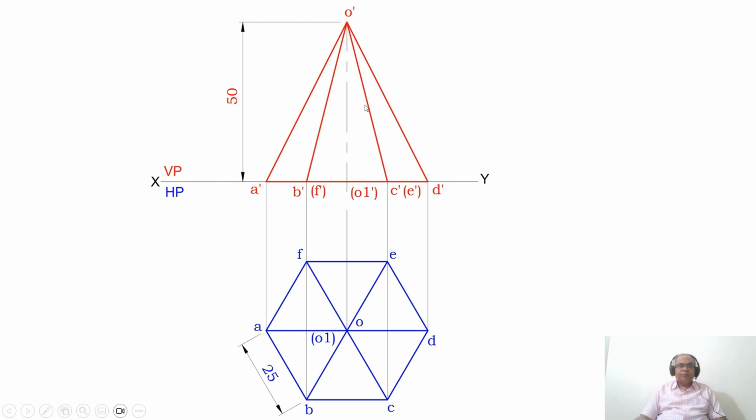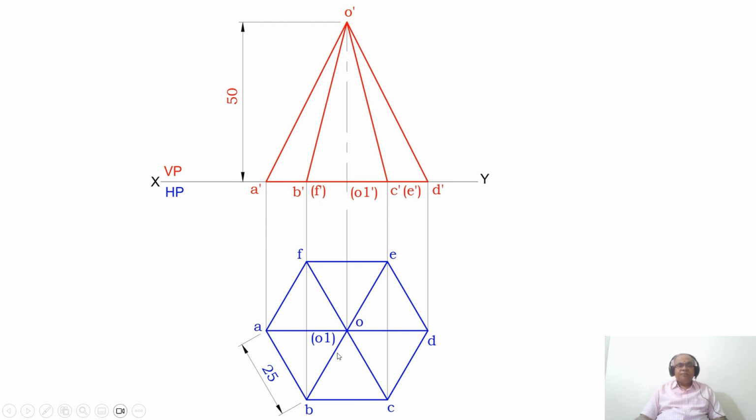Because as you look from the top view, O is near to the observer, so it is visible, and O1 is away from the observer, so it becomes invisible. Similarly, when you look from the front view, since O1 is on the base of the hexagon and is covered by BC, therefore O1 dash will be in bracket. Now, as you look from the front view, A, B, C and D are near to the observer, so A dash, B dash, C dash and D dash are visible. E and F are away from the observer, therefore you keep E dash and F dash in bracket.